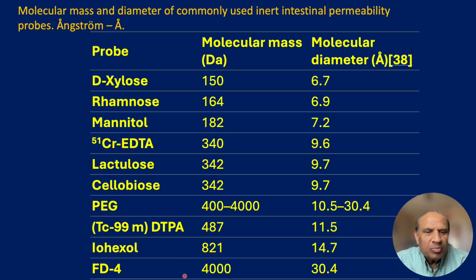Many different molecules have been used in testing intestinal permeability. Some are smaller than the tight junction, so they can be used instead of mannitol, and those are D-xylose, rhamnose, or mannitol. And there are other ones that are larger than the gap junction, or the size of the tight gap, and those are EDTA, lactulose, PEG, which is part of a type of what we call Miralax, DTPA, or other different solutions that have different size molecules.